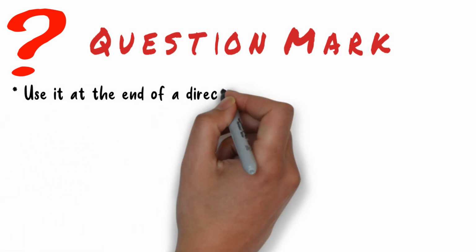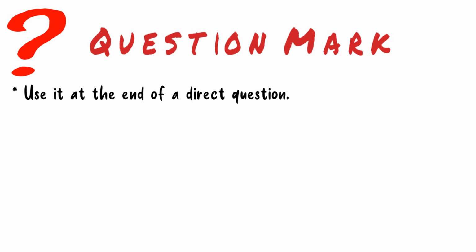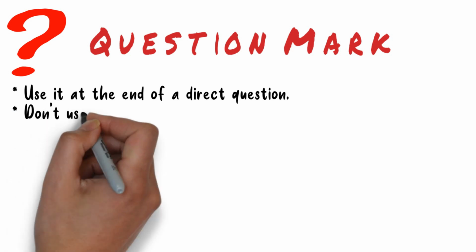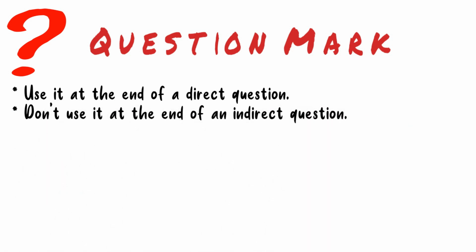A question mark. Use it at the end of a direct question. The direct question is the question that starts with a question word like what, who, how, where, why, or a helping verb like is, are, do, does, did, will, have, etc. Don't use it at the end of an indirect question. An indirect question is an embedded question within a statement. So the sentence that has an embedded question is considered a statement and must end in a full stop.